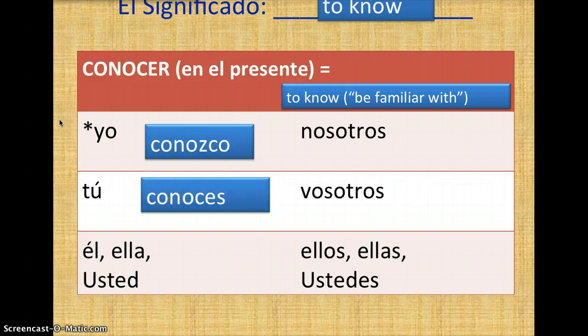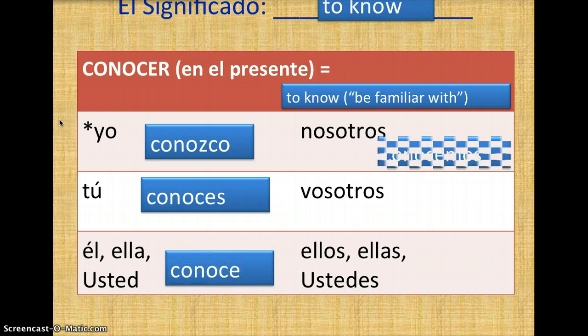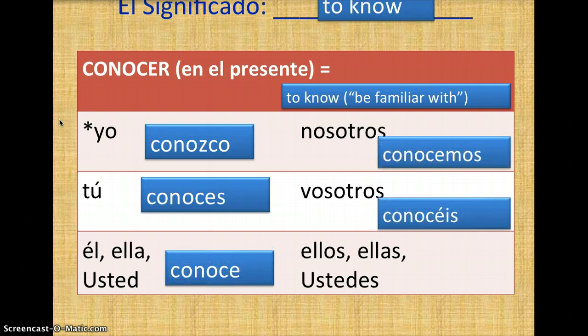Tú conoces. Él, ella, usted conoce. Nosotros conocemos. Vosotros conocéis. Ellos, ellas, ustedes conocen.